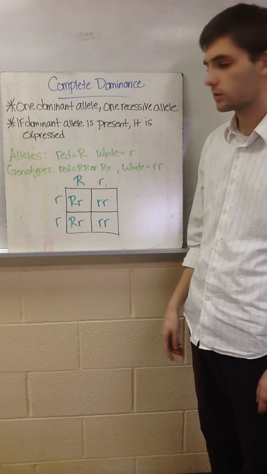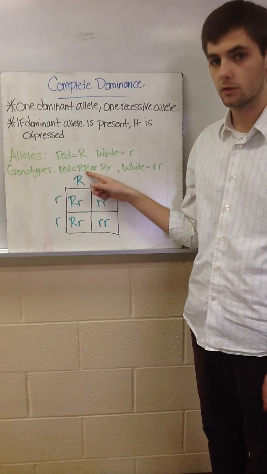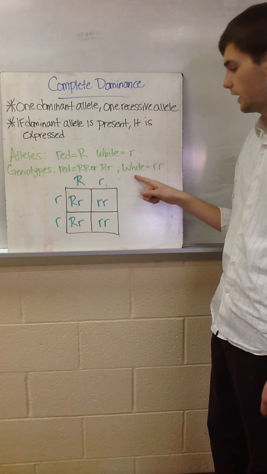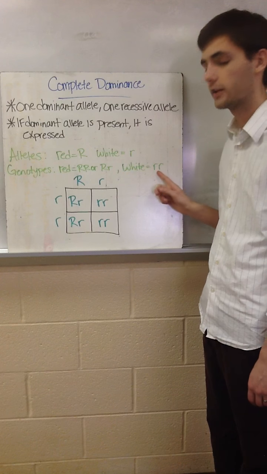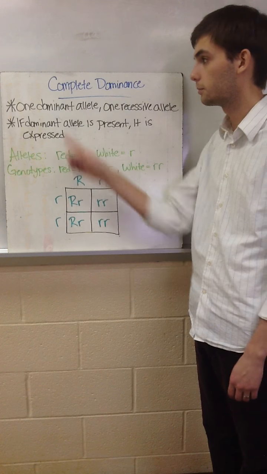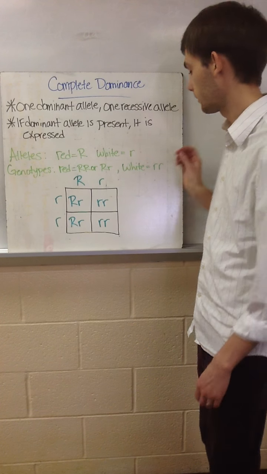So our possible genotypes here would be, if you were red, you could be homozygous dominant with two big R's, or heterozygous with a big R and a little r. And for white, you would be homozygous recessive with two little r's. And here's a Punnett square to show what a complete dominance problem would look like. There are other types of dominance though.